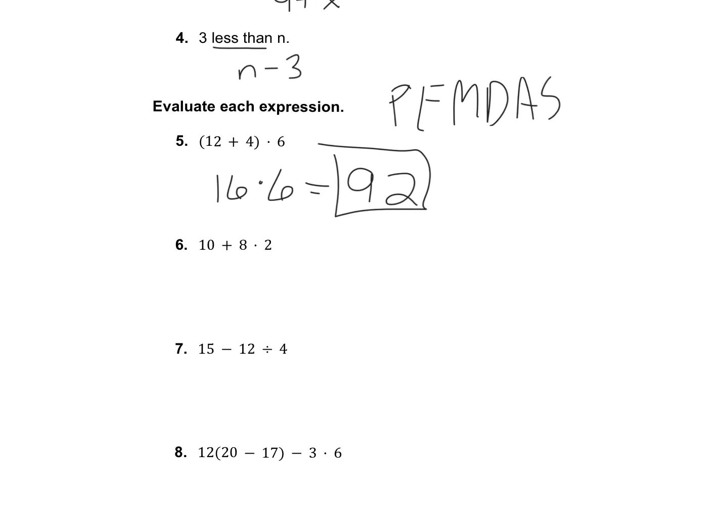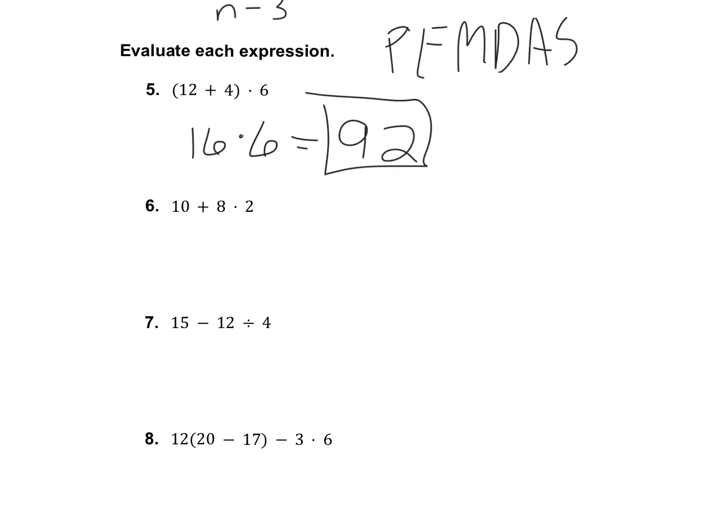Number 6. Do we have parentheses? No. Do we have exponents? No. Multiplication? Yes. Where? 8 times 2. So I'm going to drop down the 10 plus, what's 8 times 2? 16. And then the last thing, 10 plus 16 is 26.